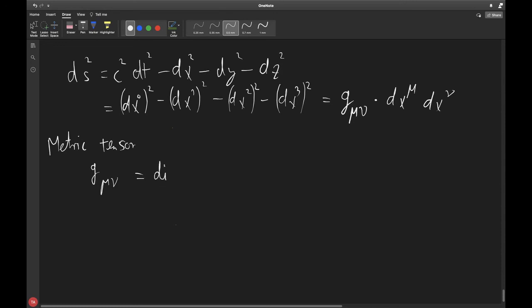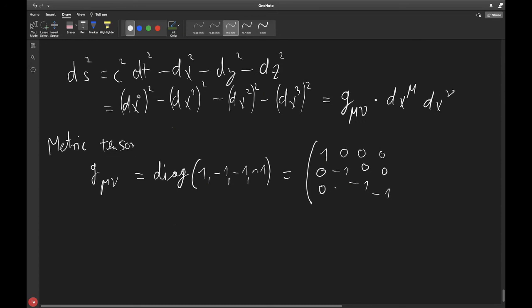Okay, so when we think about tensors, as physicists, we usually just think about matrices. So this can be imagined as a diagonal matrix, with the values of 1, minus 1, minus 1, minus 1, and zeros everywhere else. So this is the g mu nu metric tensor with the choice of the signature 1, minus 1, minus 1, minus 1.